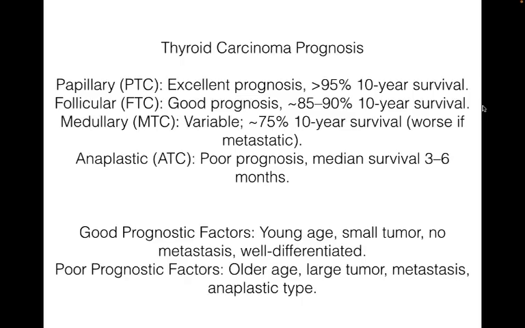Now, the prognosis of thyroid carcinoma depends upon the kind of cancer that the patient has. In case of PTC, which is papillary thyroid carcinoma, it has an excellent prognosis, with a 10-year survival rate of more than 95% with treatment. Similarly, follicular thyroid carcinoma has a good prognosis. The worst kind of cancer, which has the worst prognosis, is anaplastic thyroid carcinoma, ATC, which has a median survival of 3 to 6 months.